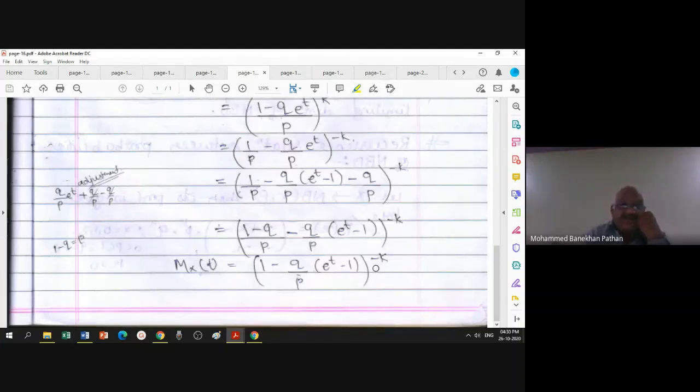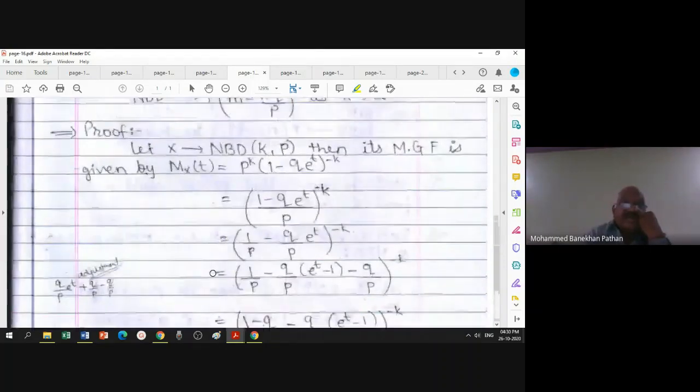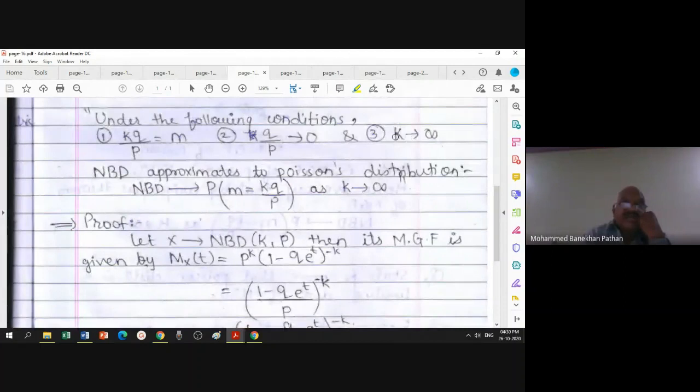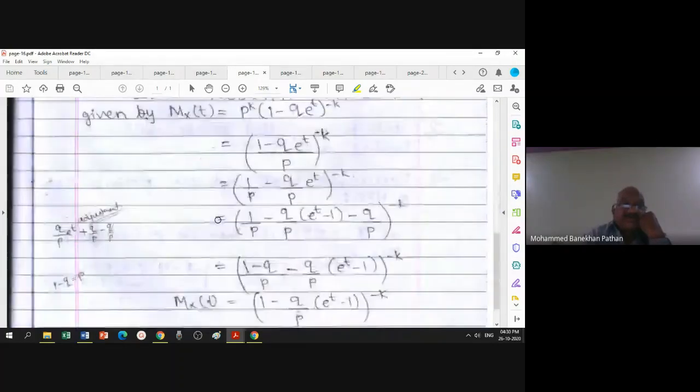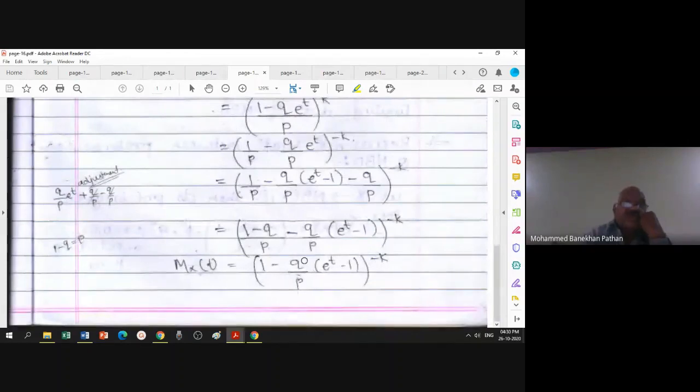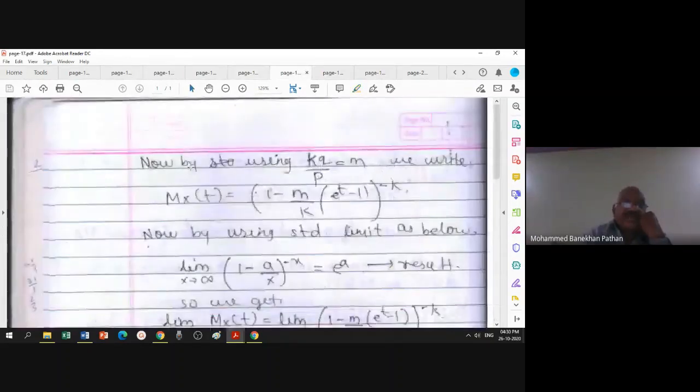Now, after this, I am going to apply this condition by taking the limit K goes to infinity and by putting KQ by P as M. That means Q by P is M upon K in place of this. So we proceed by taking the limit and using condition 1. KQ by P is M, so Q by P is M upon K. So this is your modification with the help of the first condition.